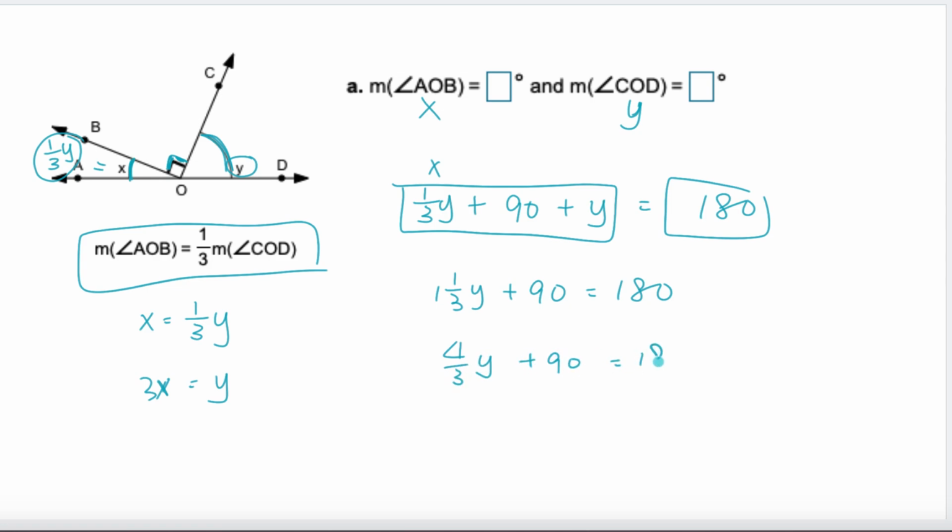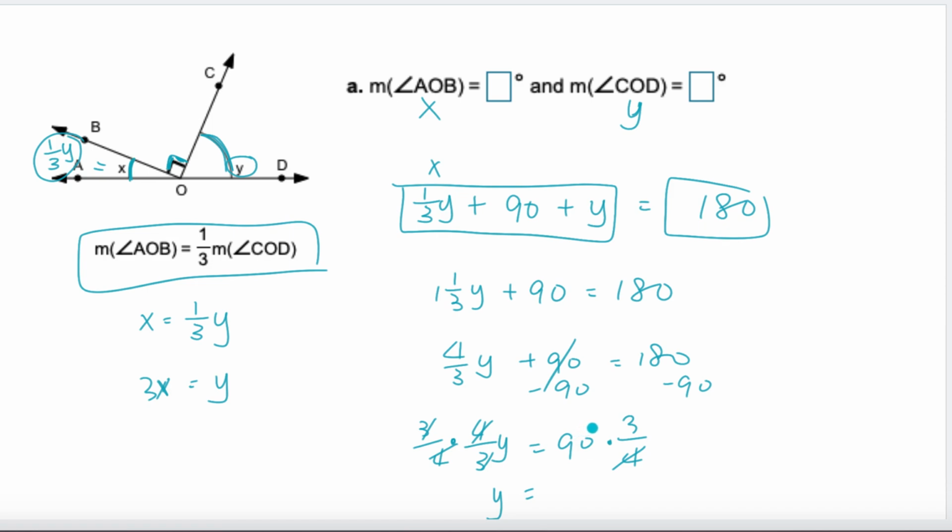To solve this, you can subtract 90 because it's added. So subtract 90 on this side, and you do the same thing on the other side. Then this is gone, and you have 4/3 y is equal to 180 minus 90, which is 90. How can we solve for y? Since it's multiplied, you can multiply by the reciprocal of 4/3. You do the same thing on the other side. Then this is gone and you have 1 there. 1 times y is y, and you have this.